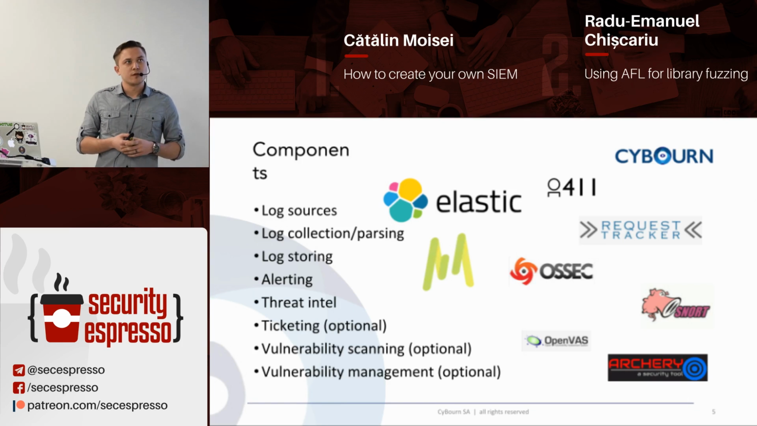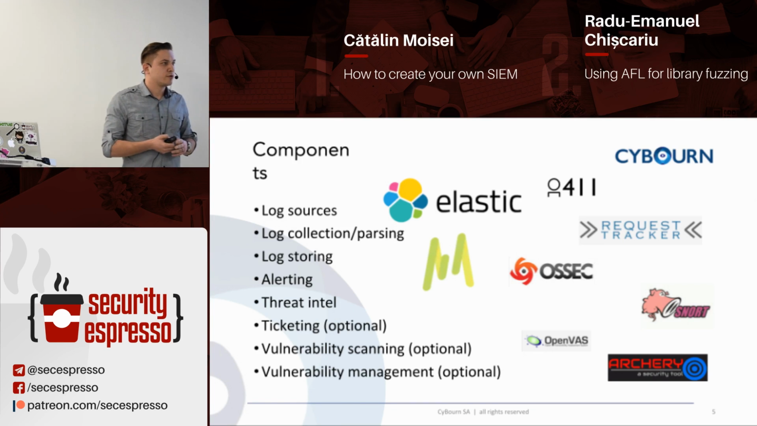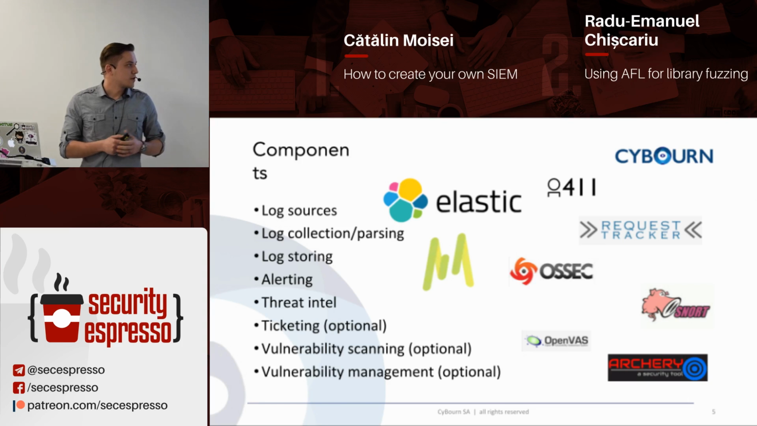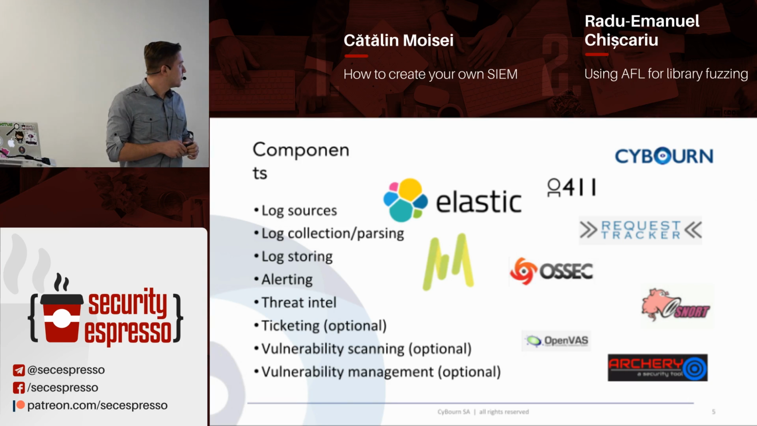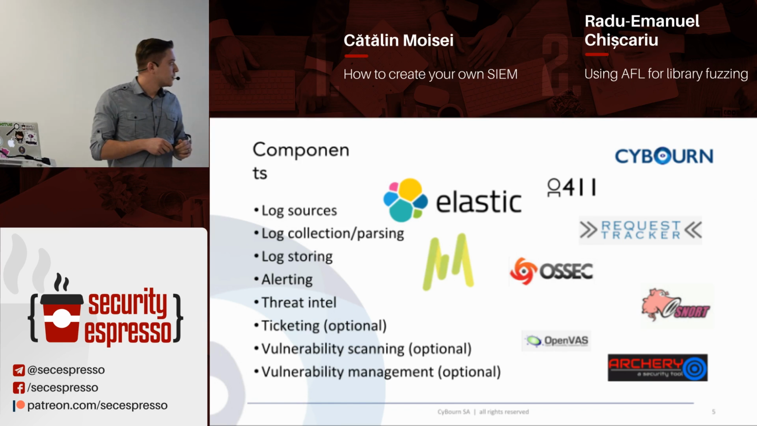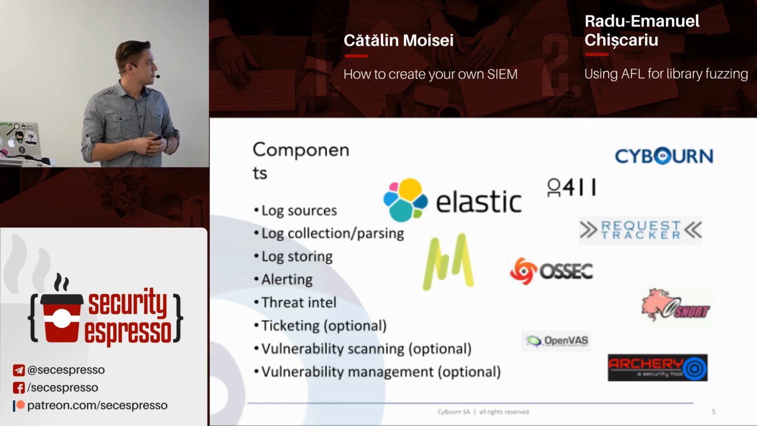Alerting is just a way of querying the database and finding things that are wrong. Threat intel, which means correlating what you have in the network with data feeds from the internet with known vulnerabilities, known attacks, or other indicators of compromise. Ticketing, if you have a bigger team and want to work with, let's say, an operations team or people on the field. Vulnerability scanning and vulnerability management.